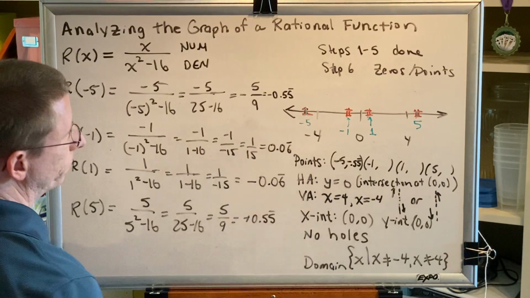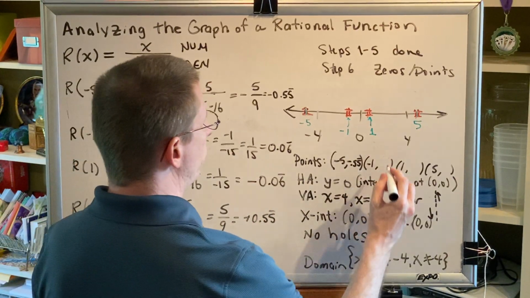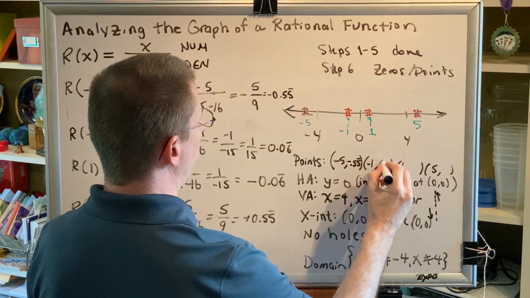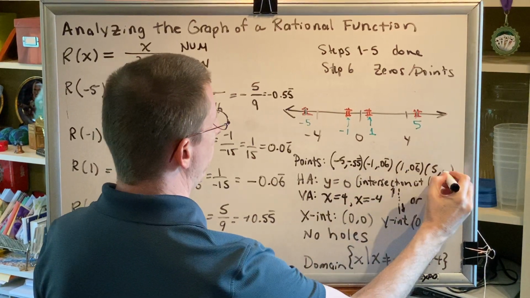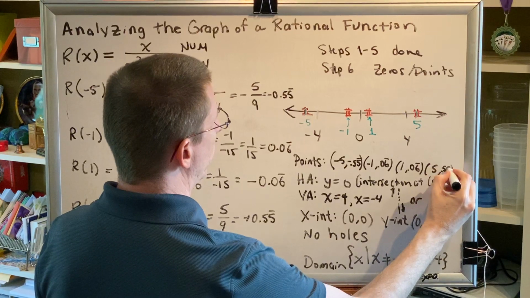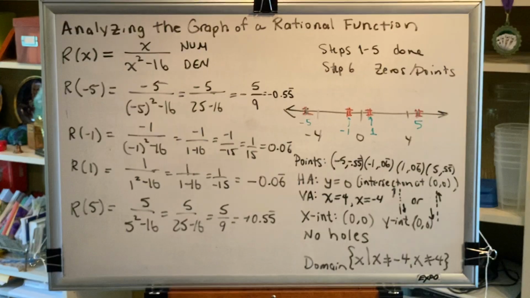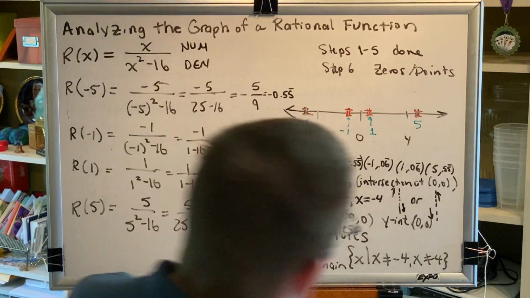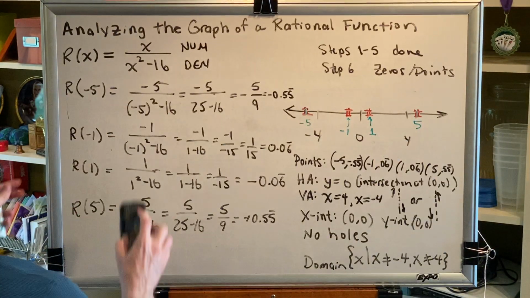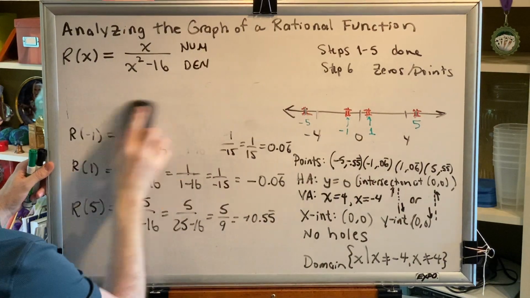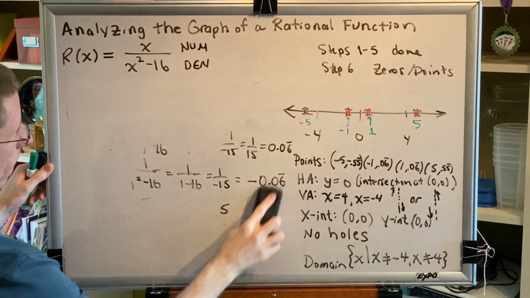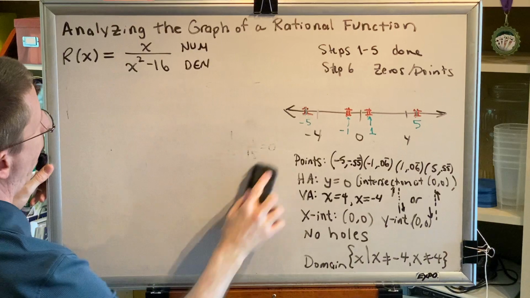0.55 bar. All right, so now that I have all of these values, I can go ahead and fill in my missing y's on my chart here. And now I have everything I need in order to create the graph of my function. I just need to put it all together. All right, so here we go. We're ready now to create our graph.